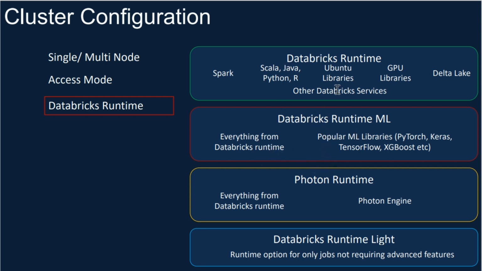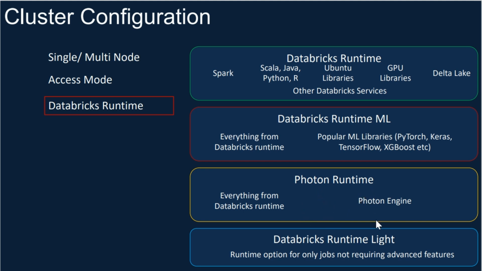So this means this Databricks runtime includes all Databricks runtime and including ML libraries also such as PyTorch, Keras, TensorFlow, etc. So Photon runtime also includes all the libraries from Databricks runtime plus the Photon engine, which is the Databricks native vectorized query engine that runs SQL workloads faster and it will also reduce your cost per workload.